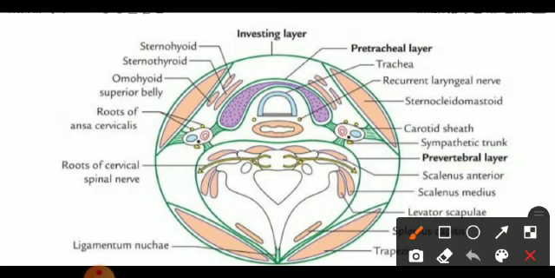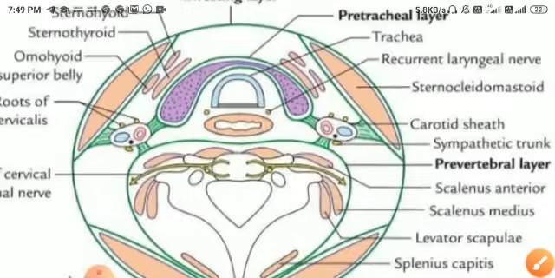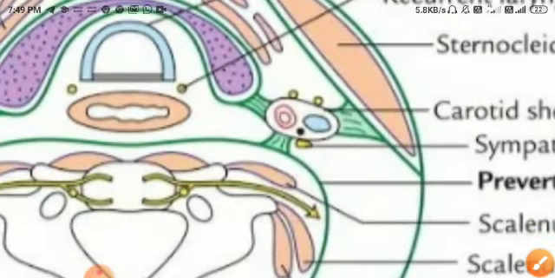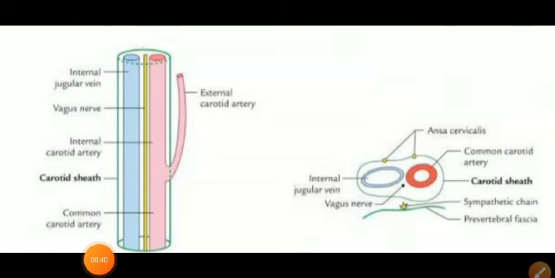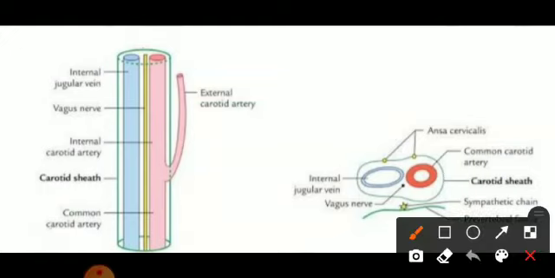Most of the questions are also asked from this diagram about the carotid sheath. What structures are inside the carotid sheath? Let's talk about them. In many exams, the question may ask about the carotid sheath, whether it is NEET, AIIMS, PGI or JIPMER.